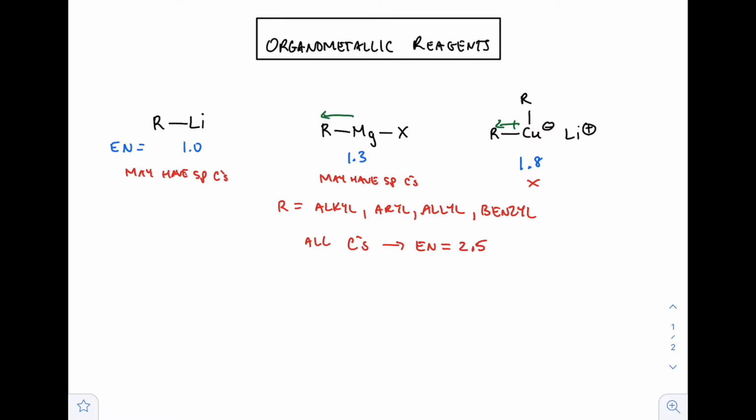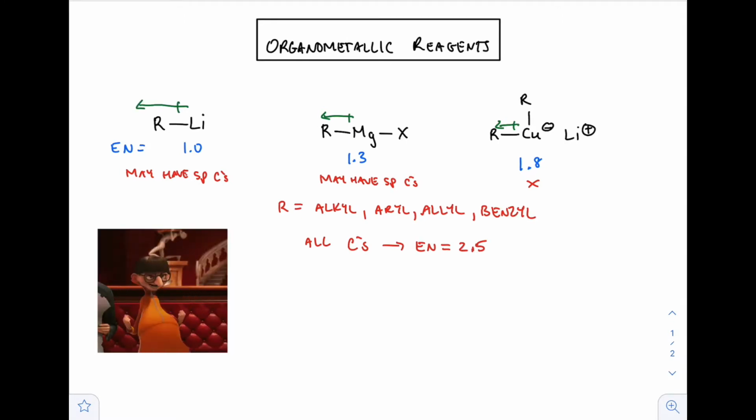Do you guys remember Despicable Me? Oh yeah. So a vector indicates direction and magnitude.